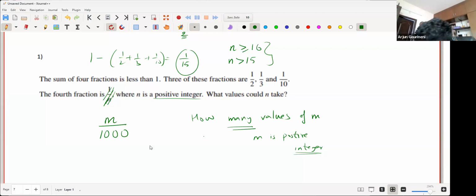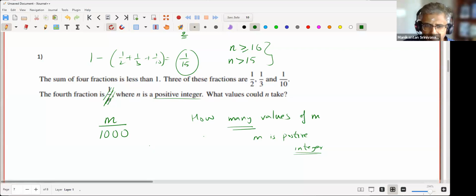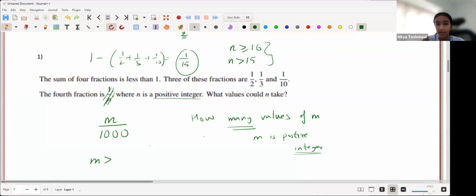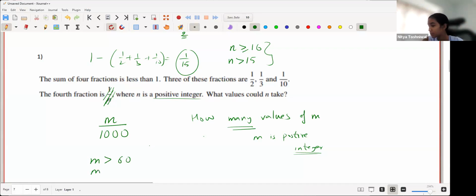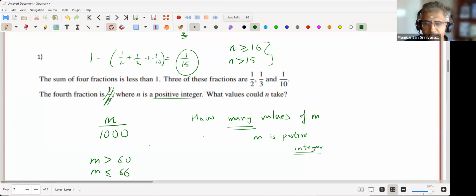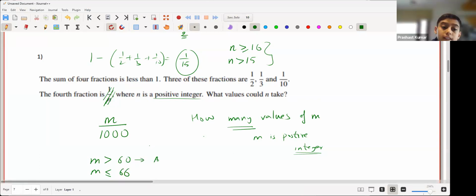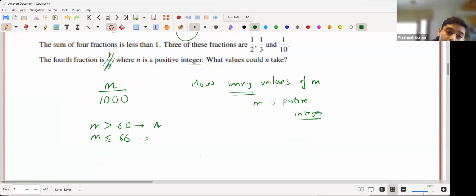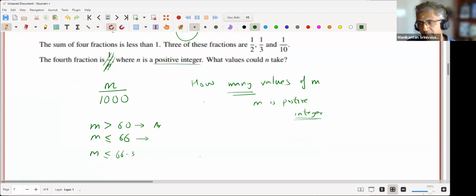Sir, I got n is greater than... You got what? Sorry? Sir, n is less than 60. M, or greater than 60. M is greater than 60. I got M is less than or equal to 66. M is less than or equal to 66. Okay, so this is Arjun. Yes, sir, I've got M is lesser than 66.333333, etc.